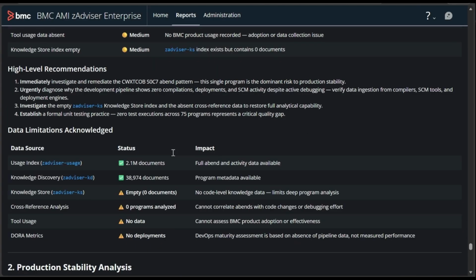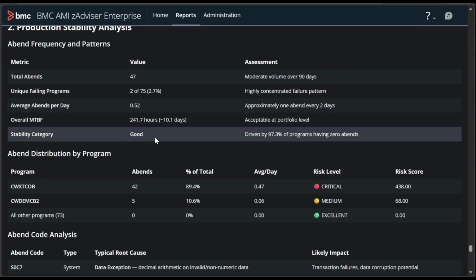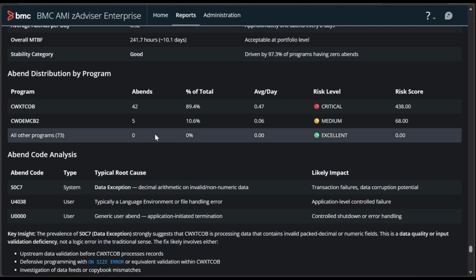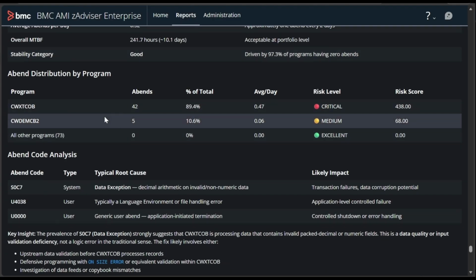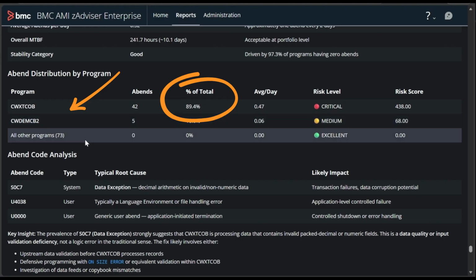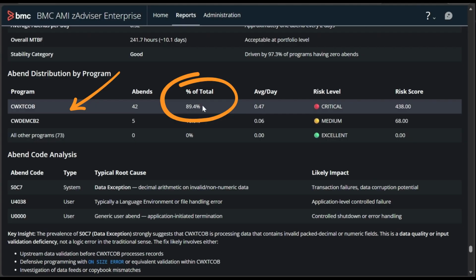But here's where the analytics earn their keep. This is not a broad quality problem, it's a highly concentrated failure pattern. 73 out of 75 programs have 0 abends. Just 2 are responsible for every single failure. And 1, CWXTCOB, accounts for 89% of all production abends, with a risk score of 438. That's flagged critical. Now look at the abend code analysis.